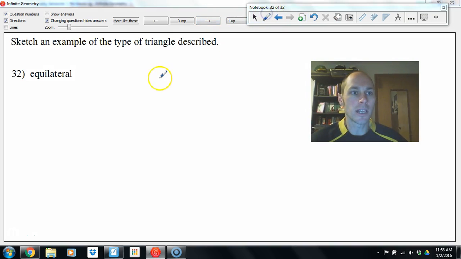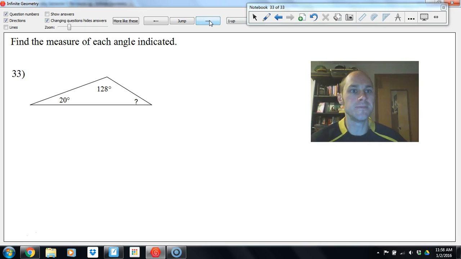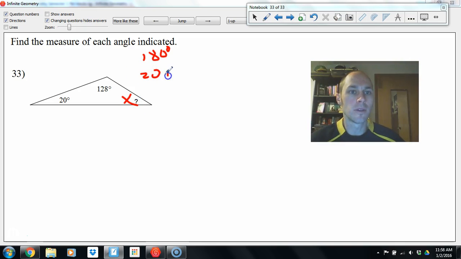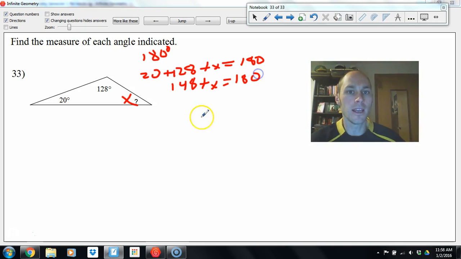Sketch an example. So sketch an equilateral triangle. Well, I know all 3 sides should be the same, so I'll mark my diagram to show that they are the same. Find the measure indicated. Well, I know that each triangle has a sum of 180 degrees. So if we call that x, 20 plus 128 plus x equals 180. If I simplify those, I get 148 plus x equals 180. So I subtract 148 from 180, and I get x equals 32 degrees.